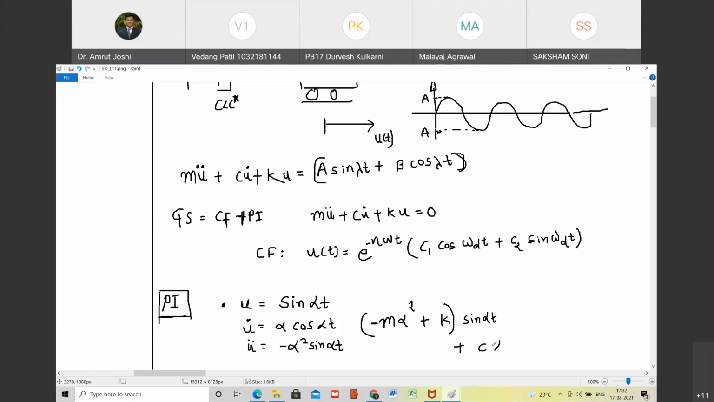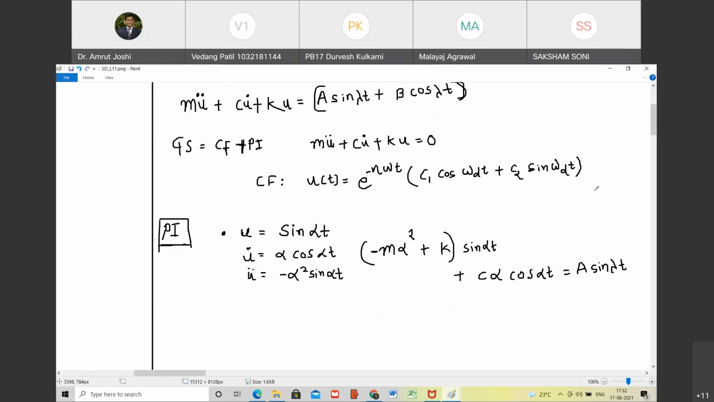Plus c alpha cos alpha t. Happy? Yes. This has to be equal to a sin lambda t plus b cos lambda t. Happy? Yes. Here there is sin alpha t, and here there is cos alpha t.